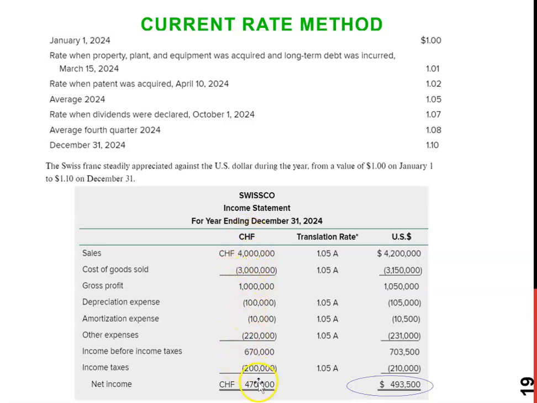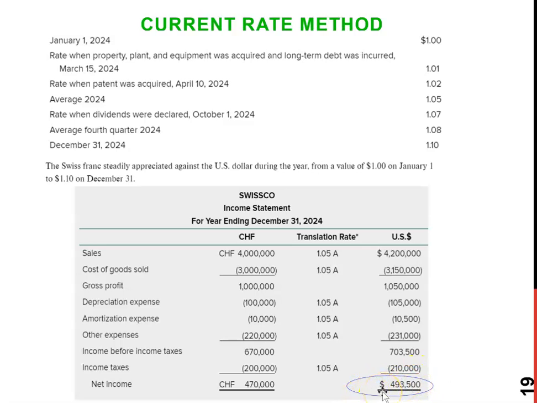Now you will see this part. This first column is their income statement in Swiss franc. Look at their net income number: 470,000 Swiss franc. Here we are doing the current rate method, with only one rate, which is the average rate for the whole year. So when we are converting, we are just multiplying every item on their income statement by the average rate. After multiplying all these income statement items, your US dollar net income is 493,500.